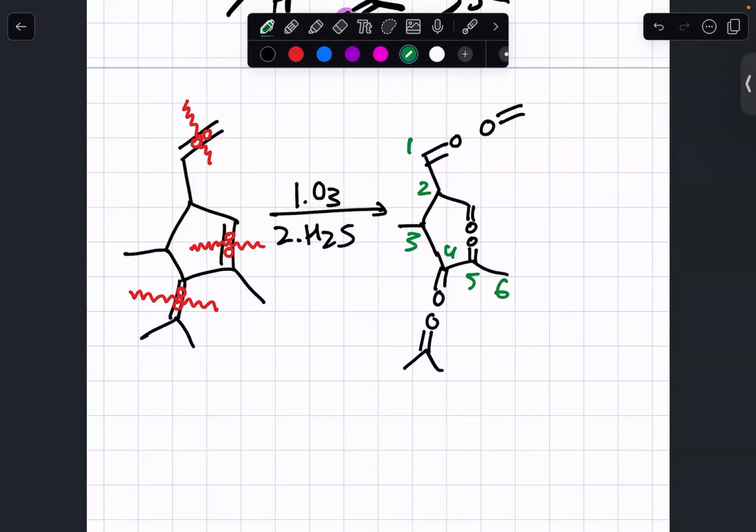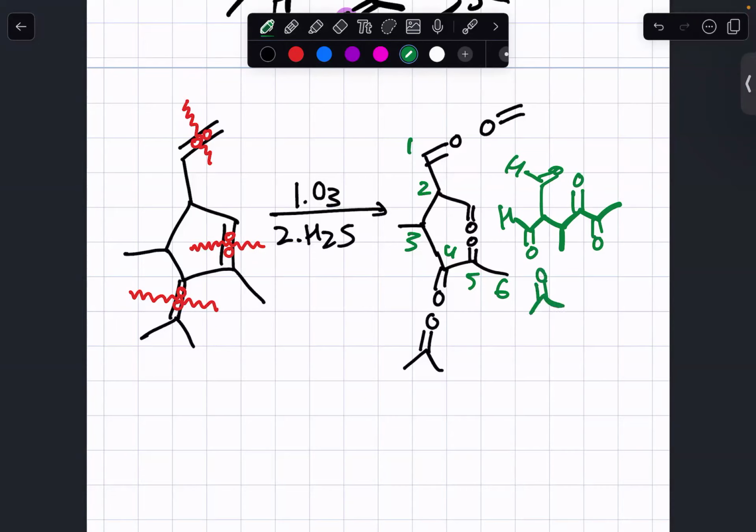So that's 2, 3, 4, 5, 6. 1, 2, 3, 4, 5, 6. At carbon 1, there's an aldehyde. At carbon 2, there's this aldehyde group. Carbon 3, there's a methyl. Carbon 4, there's a carbonyl. 5, carbonyl. And carbon 6, there's nothing there. So that's one of the products.